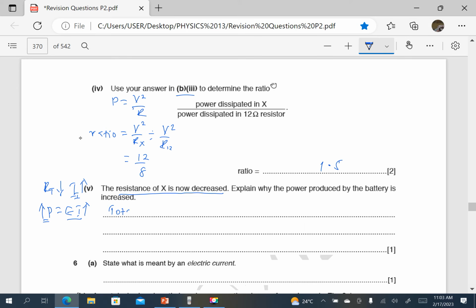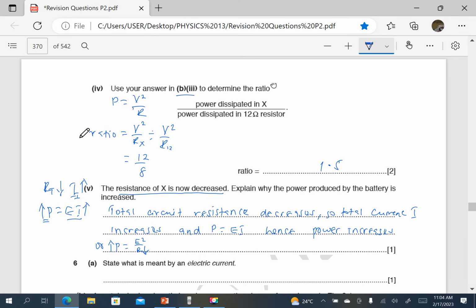So we can say total circuit resistance decreases. So total current I increases, and power is equal to E times I. Hence power increases. Alternatively, you can look at power as being equal to E squared over R. If total circuit resistance decreases, automatically power increases if E is constant.